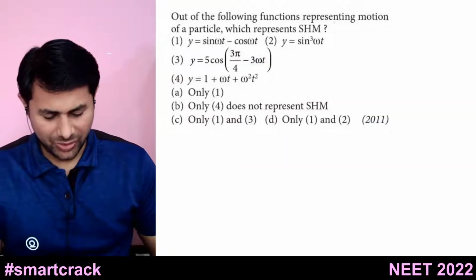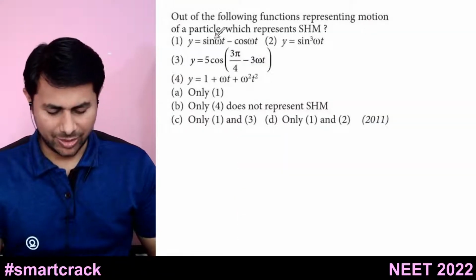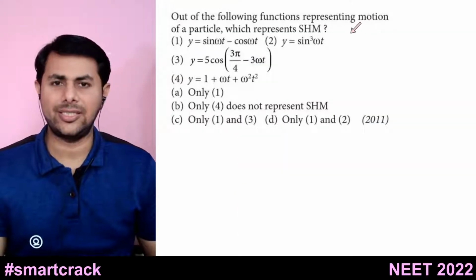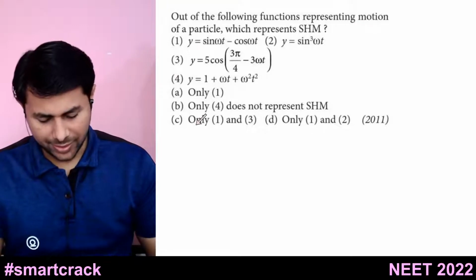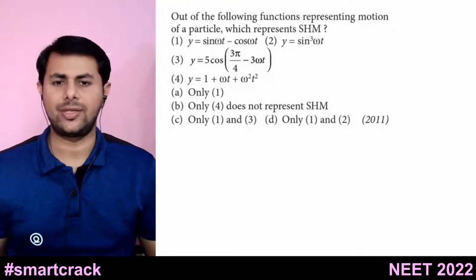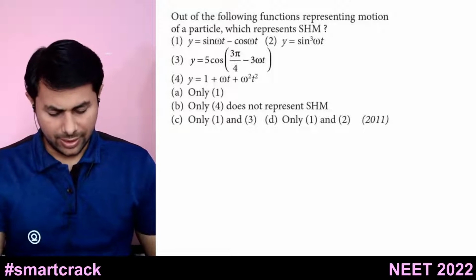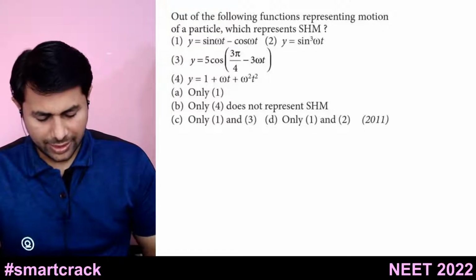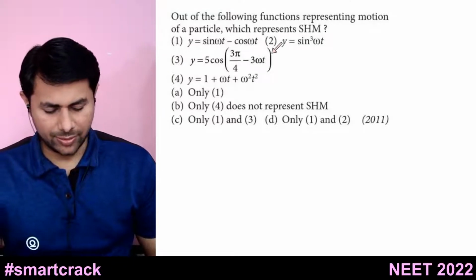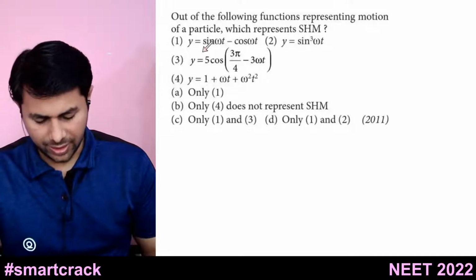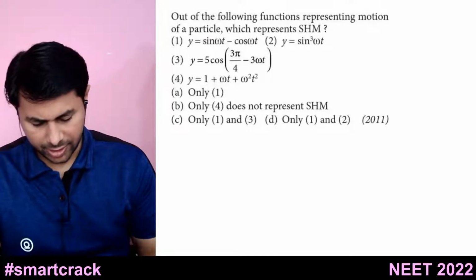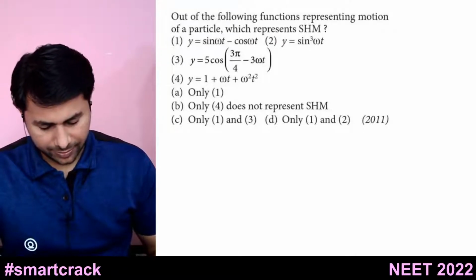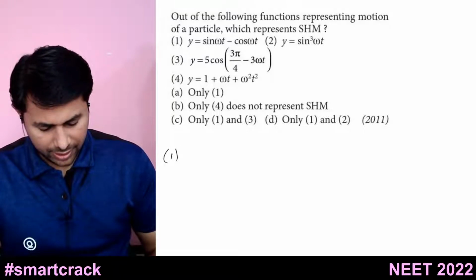Out of the following functions representing motion of a particle, which represents SHM? We have to find out which of the following is SHM. The first one is y equals sine of omega t minus cos of omega t. So this is definitely SHM. This is a combination of two SHMs. So the first is SHM.